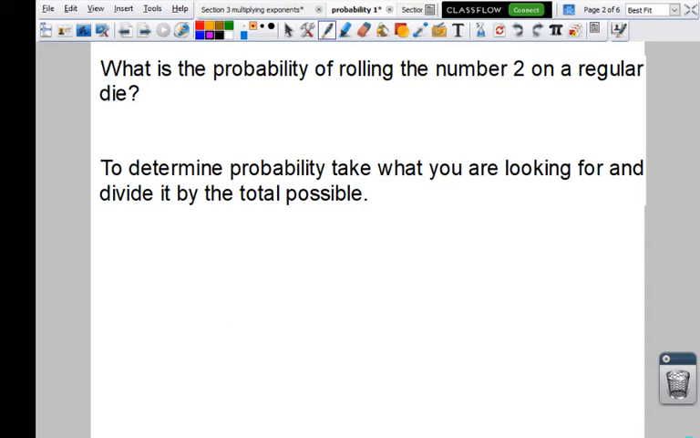How many times does the number 2 show up on a regular dice? Once, right? And how many possible outcomes are there? 6, if you're going 1 through 6 on a regular dice. I know you said 1 out of 6, but I wanted to walk through it. To find the probability of rolling the number 2, we take the number of times that can happen, which is once, divided by the total numbers, which is 6.